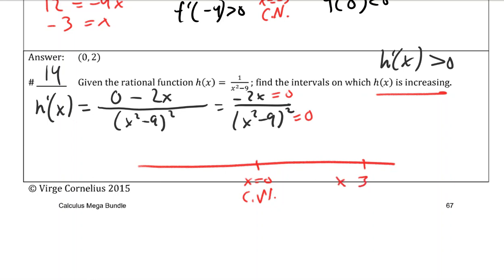Good. So I wanted to make sure that you got both of those and not just one of them. When you take this square root of both sides, you need plus or minus. That's why it's plus or minus 3.